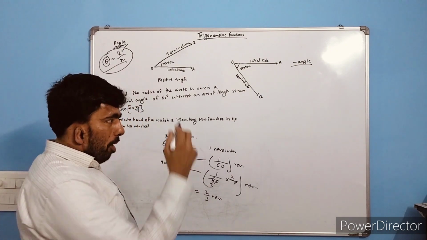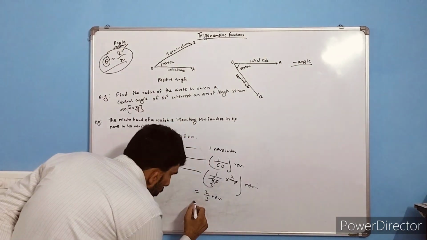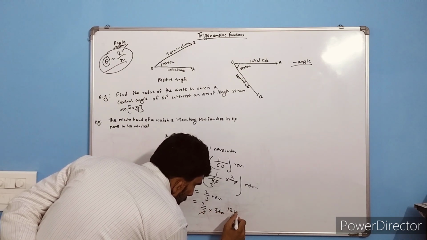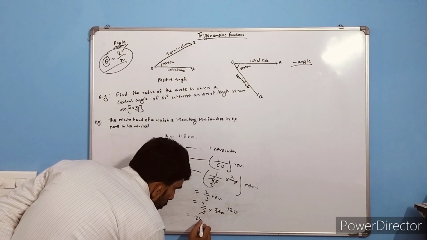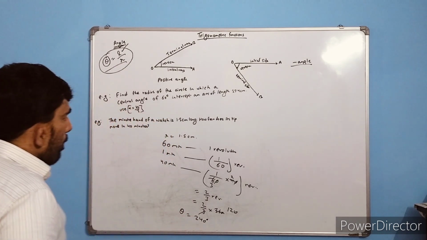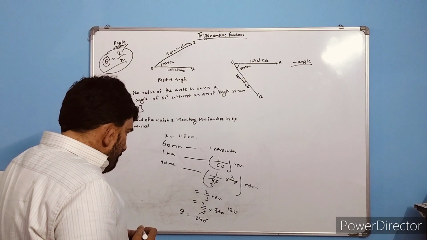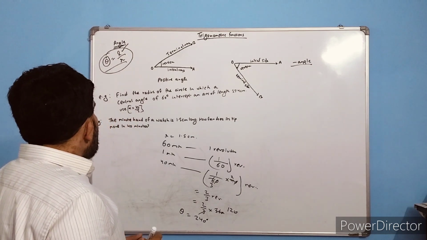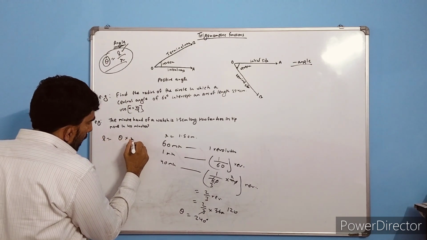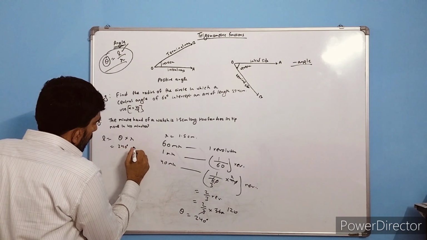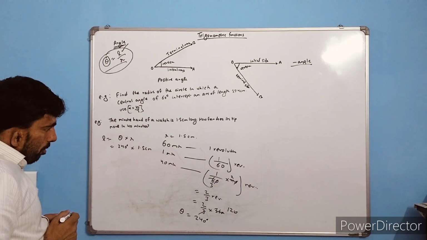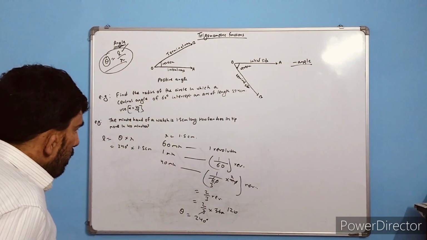In a complete revolution it moves 360 degrees. So I got 2 upon 3 into 360, which is 240. I got my theta as 240 degrees, because that is what they are asking about. Now we need to find L. How do we find L? L is theta into R. Theta is 240 and the radius is 1.5 centimeters.